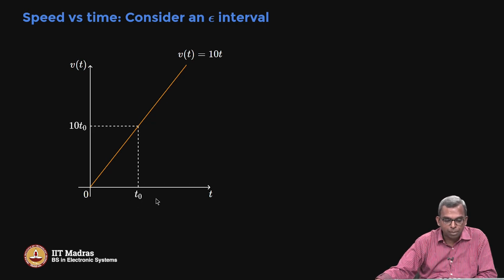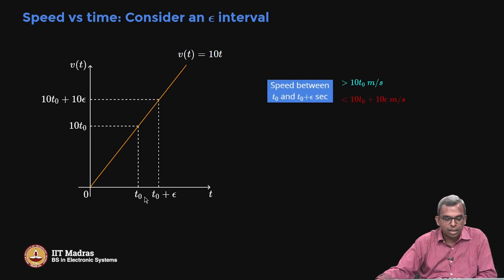I will look at an epsilon interval after t naught. So what that means is t naught to t naught plus epsilon. Then at the time t naught plus epsilon, my speed would have increased to 10 t naught plus 10 epsilon, right? Speed has gone to that point. So what happens between t naught and t naught plus epsilon? Speed I know is going to be greater than 10 t naught, but speed will also be lesser than 10 t naught plus 10 epsilon.